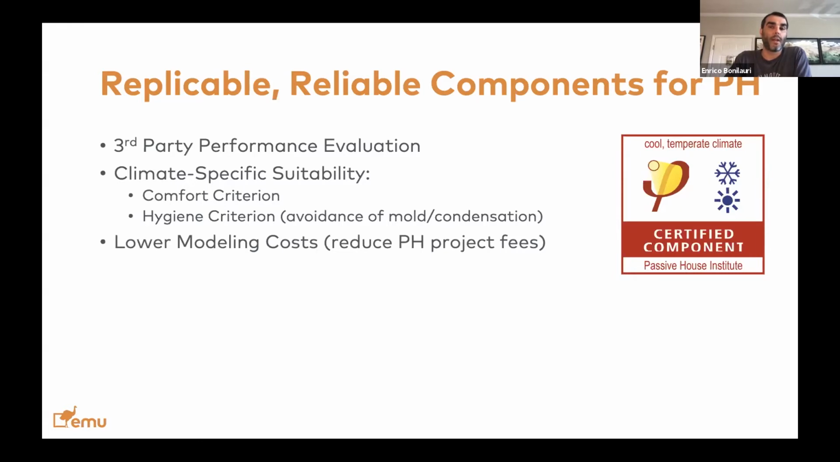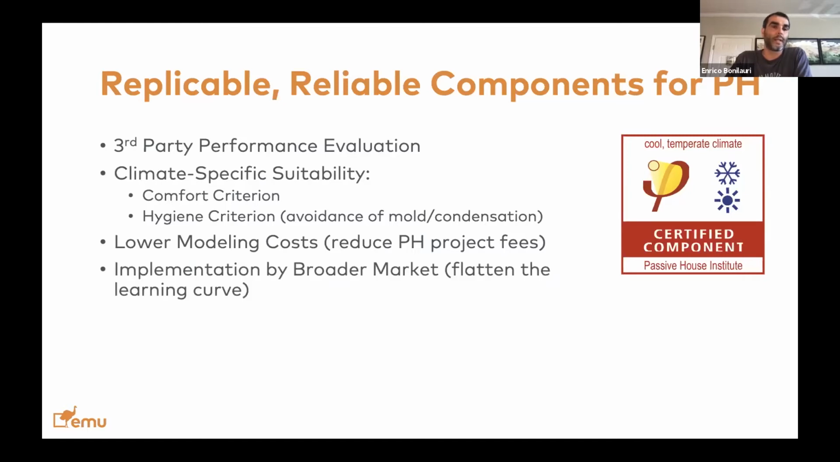Having that kind of pre-certified component lowers the costs of getting to Passivhaus because you dilute the cost of modeling over multiple projects, as well as you can allow a broader market to achieve Passivhaus because it flattens the learning curve. So we cannot really expect every single professional to be extremely articulate in building physics modeling, but they may understand the certificate and leave the modeling to experts.